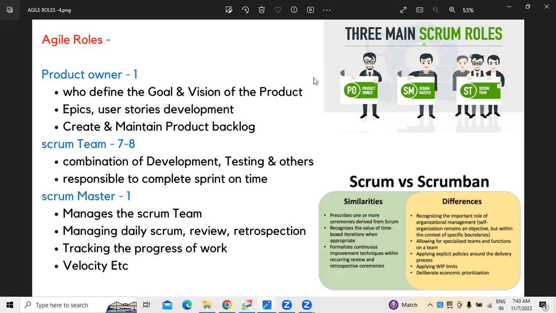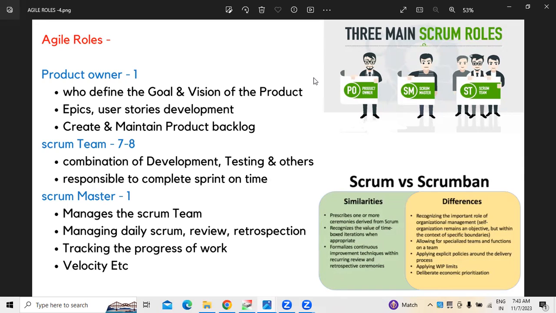Right. So these are the three roles. The first role is called product owner, as I said. Most of the time, being a business analyst, we wear this hat because our role is nearer to the product owner role. Here we define the goal and vision of the product. That is what we generally do as a product owner.